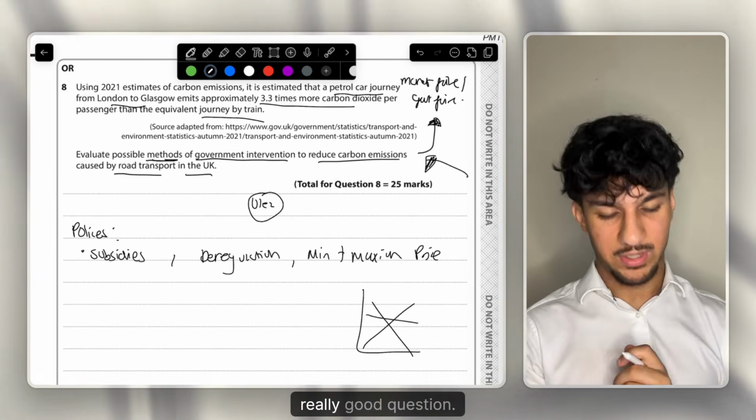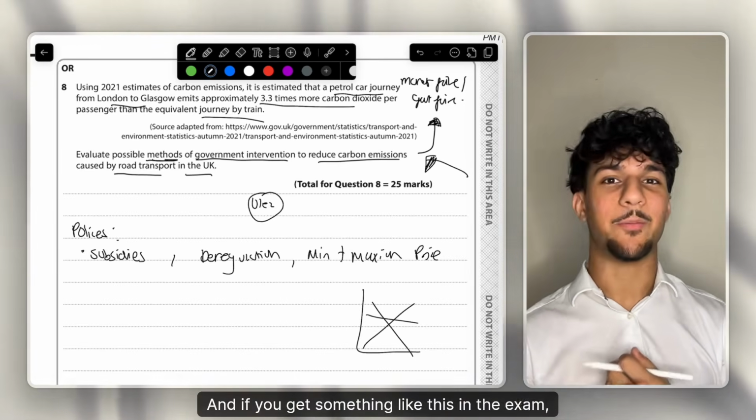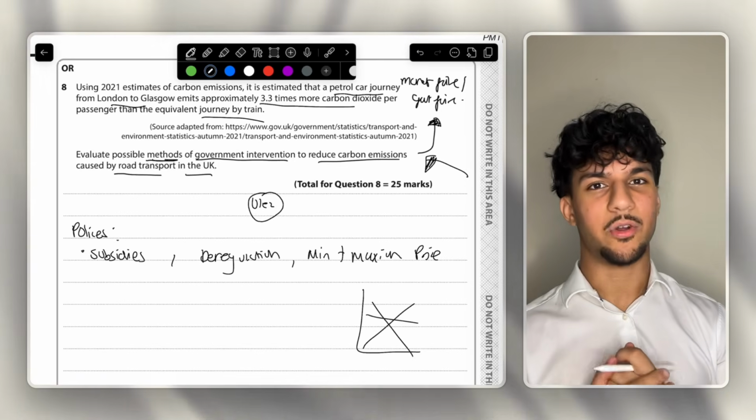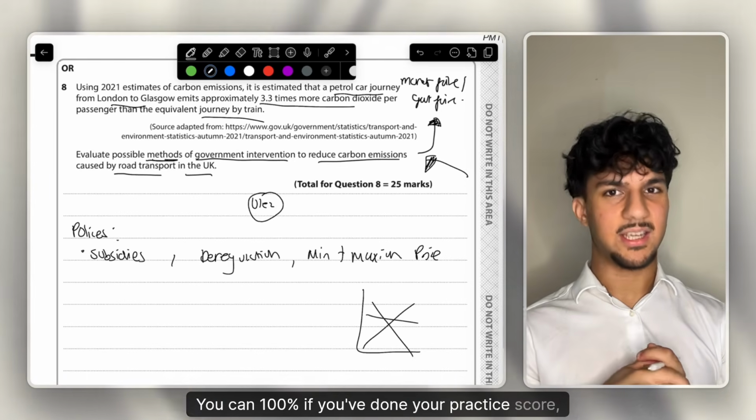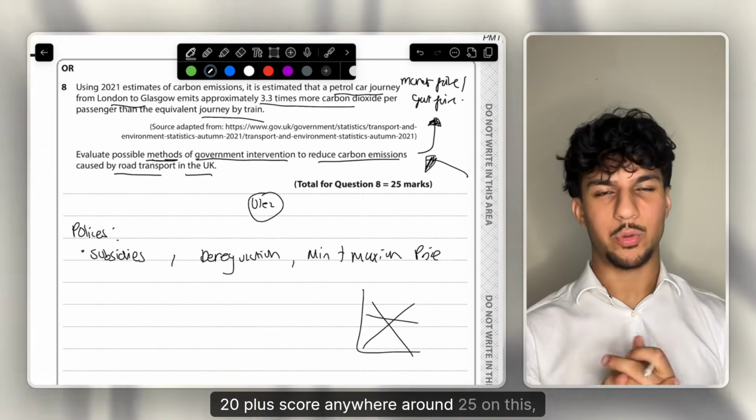And this is a really, really good question. And if you get something like this in your exam, you should be chuffed, because this is a very nice one. And you can 100%, if you've done your practice, score 20 plus, score anywhere around 25 on this.